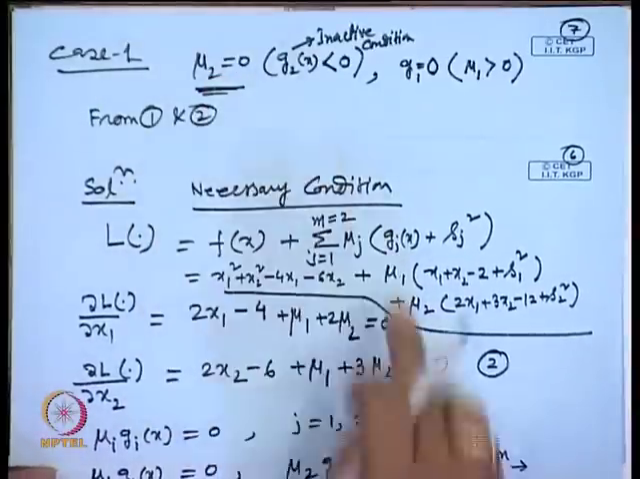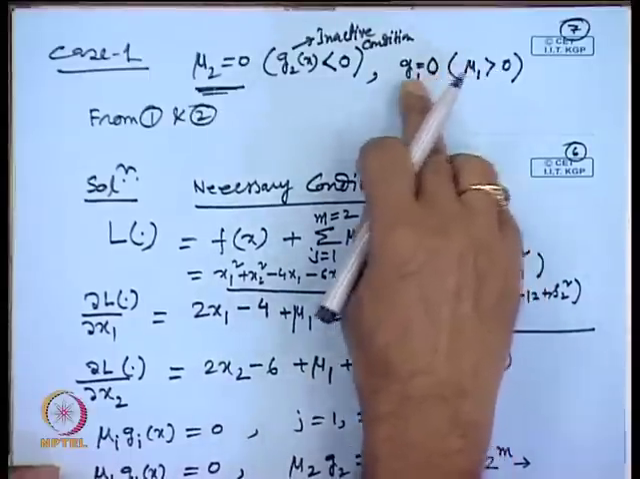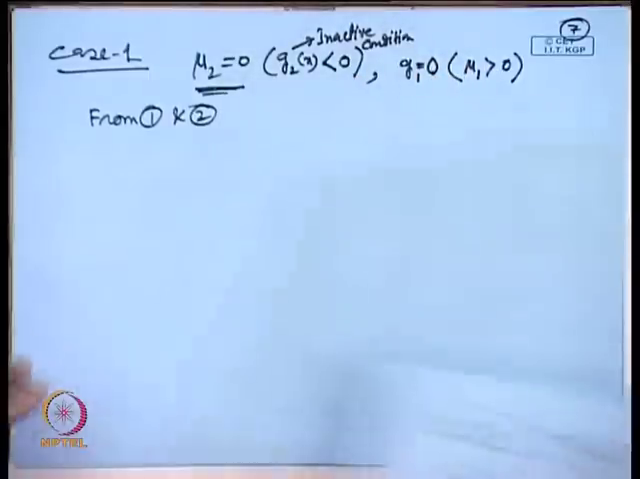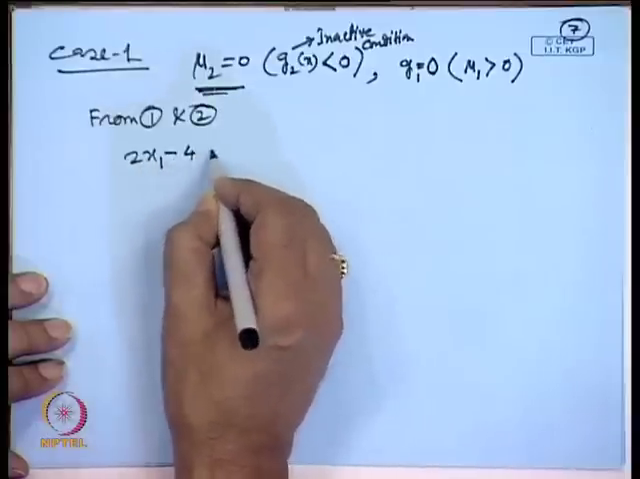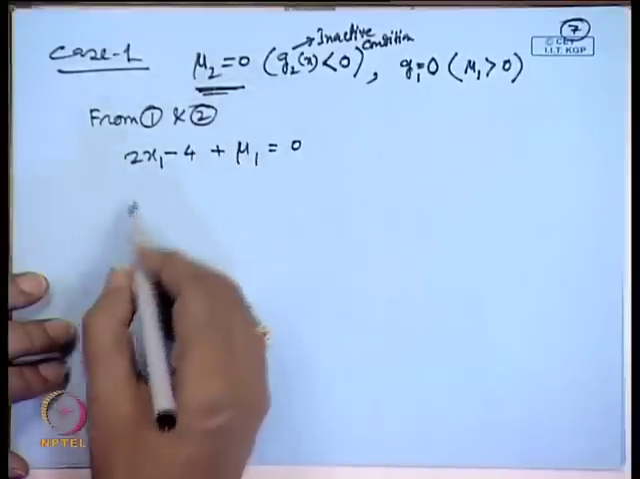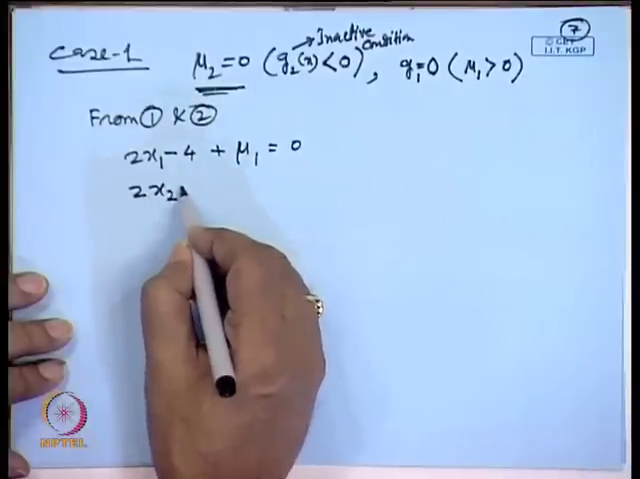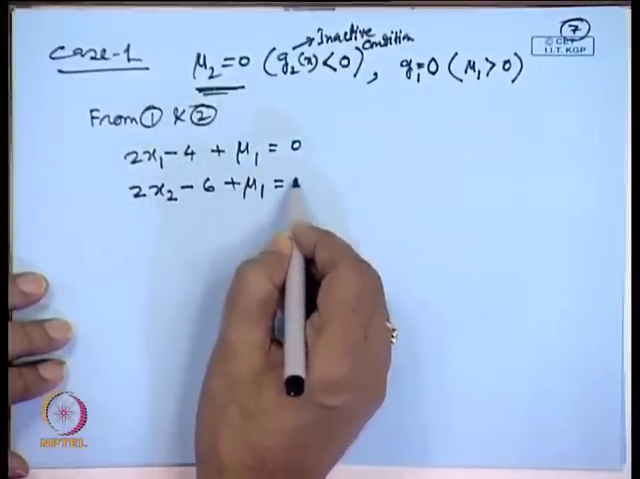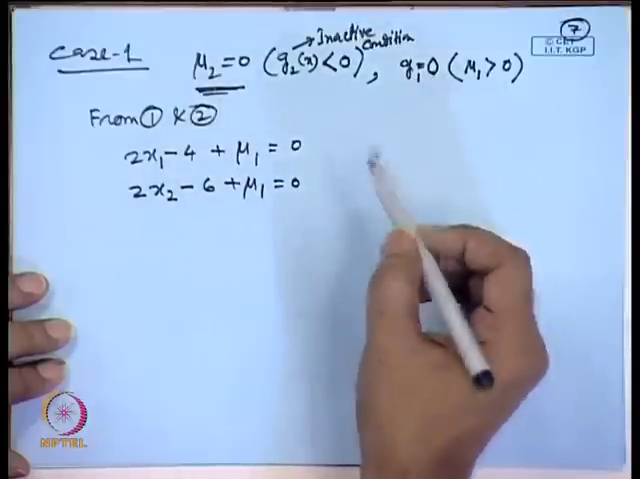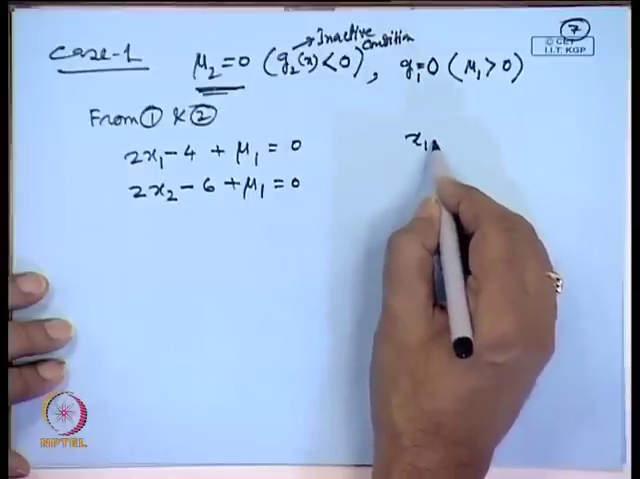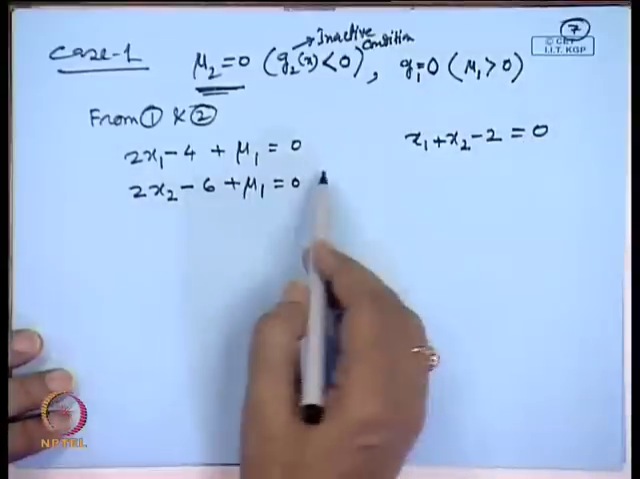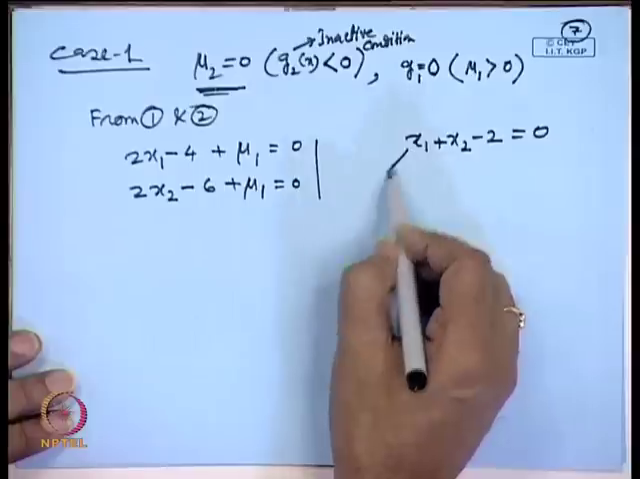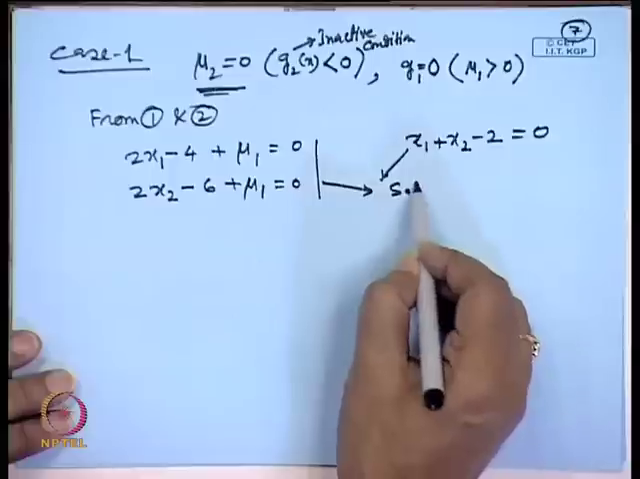So, from equations 1 and 2, mu 2 is 0, and there is a constraint g 1 equal to 0. So, we put mu 2 equal to 0 from 1 and 2, then we get 2 x 1 minus 4 plus mu 1 is equal to 0. Another equation: 2 x 2 minus 6 plus mu 1 is equal to 0. And we have g 1 equal to 0. G 1 is what? x 1 plus x 2 minus 2 is equal to 0. So, we have 3 unknowns, and we have to solve these 3 equations.